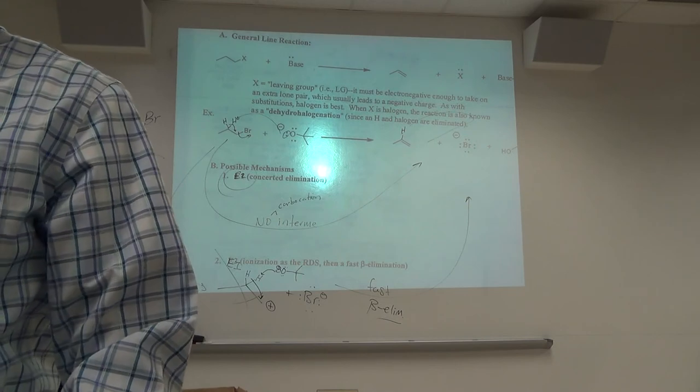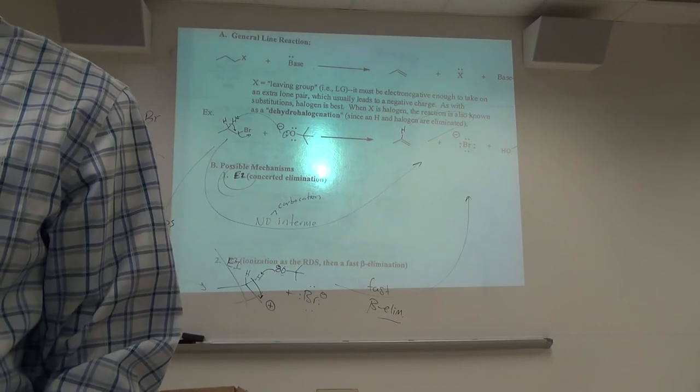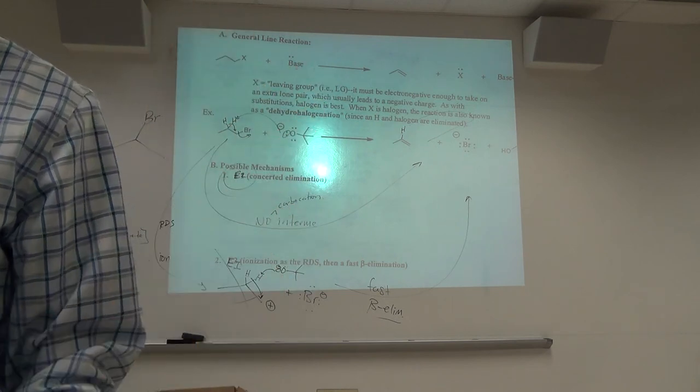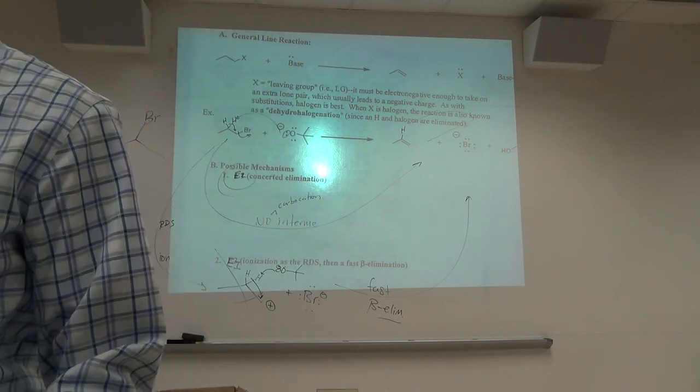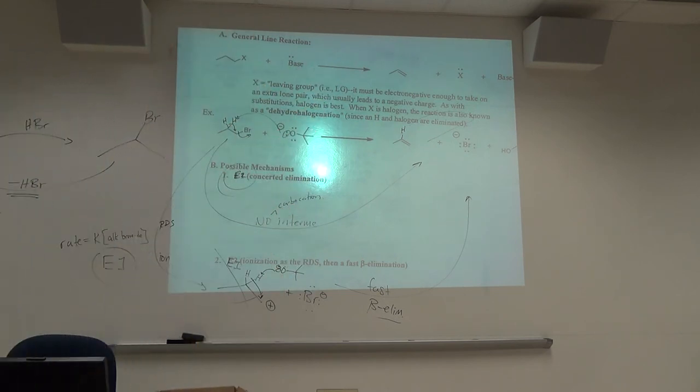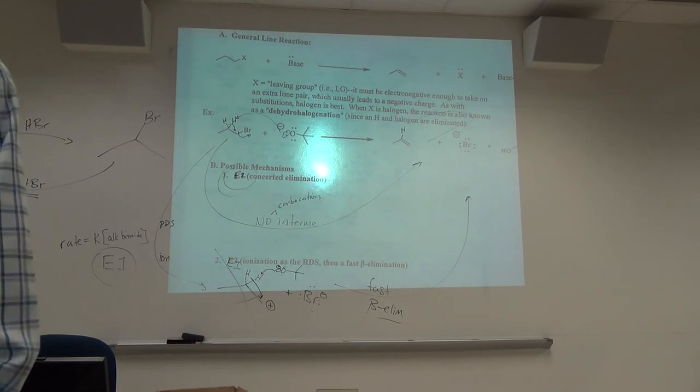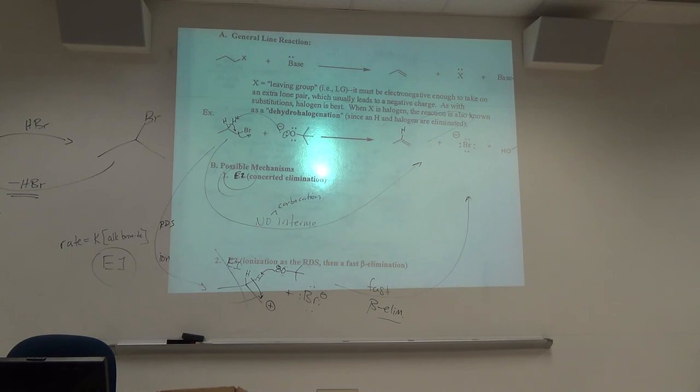Lab this week is double E2 elimination of the bromide you made about 5 weeks ago. Those leaving groups, 2 leaving groups on that guy.